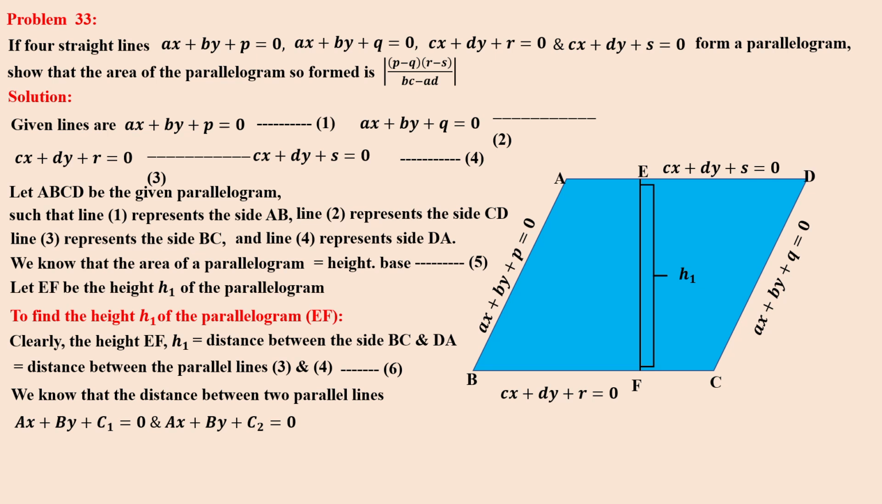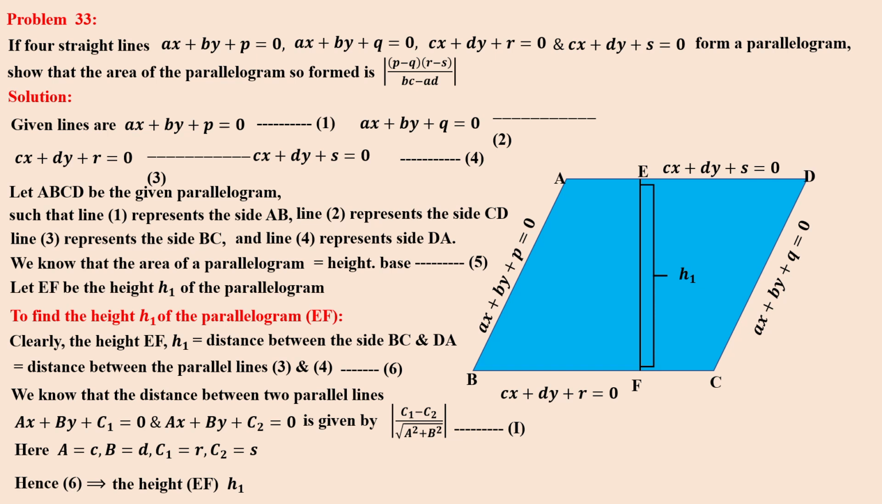So we know the distance between parallel lines. Suppose there are two lines, capital A x plus capital B y plus c1 equal to 0, and capital A x plus capital B y plus c2 equal to 0. To avoid confusion, I am taking capital letters here. Then the distance is modulus c1 minus c2 by root of A square plus B square. That is equation number 6. Here capital A is equal to c, capital B is equal to d, c1 equal to r, c2 equal to s. So 6 implies the height h1, that is EF, the distance, is equal to modulus r minus s by root of c square plus d square. That is equation number 7.